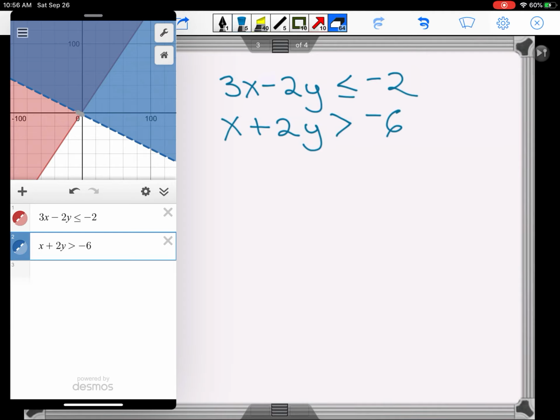And that's all there is to it. When you're using Desmos, just type your inequalities into Desmos. Look at where the shaded regions cross. And that is where your solution set is. All right, I will talk to you all later.